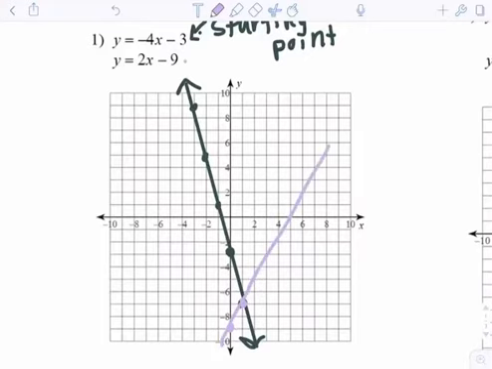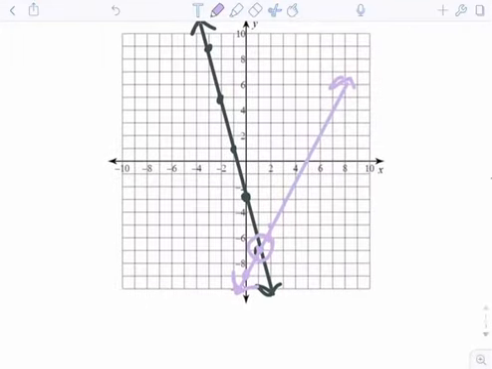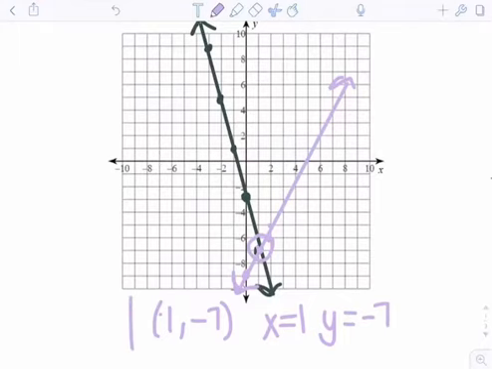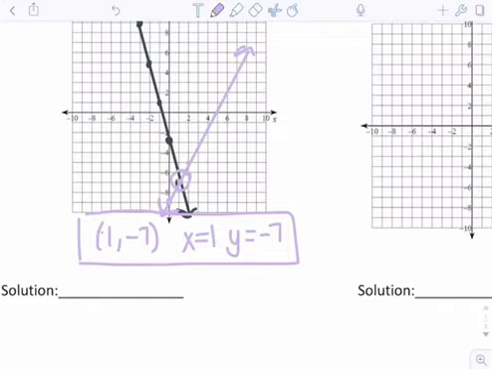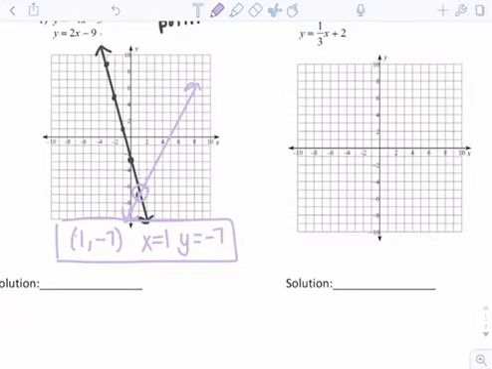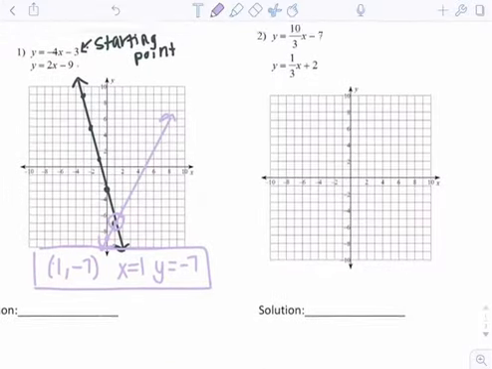Okay, so if you notice, when I graph these two lines, they meet at one exact point. Okay, where they intersect is the solution to your system. So I'm going to identify that point, that is 1, negative 7. Or the solution is x equals 1, y equals negative 7. Okay, that's literally it. So we are graphing. I prefer that you write it as an ordered pair, but if you wrote it as x equals 1, y equals negative 7, I would not care.